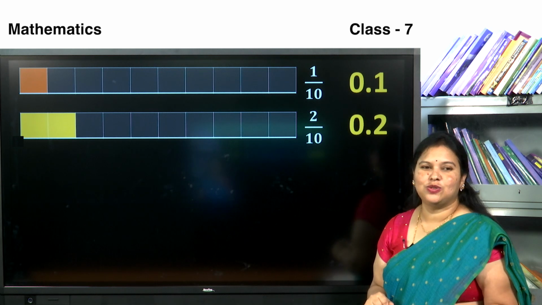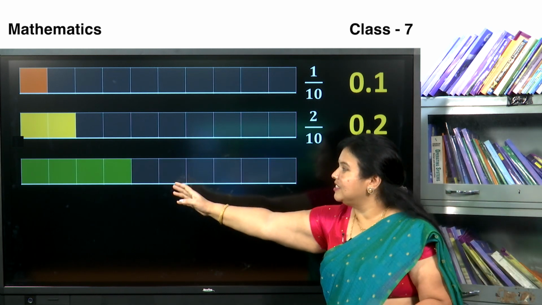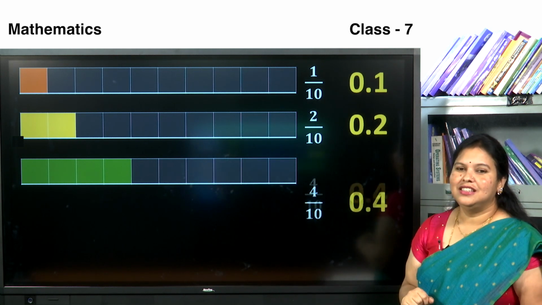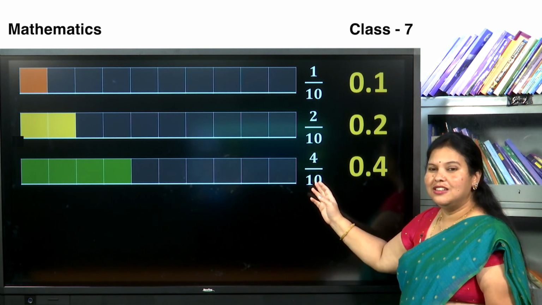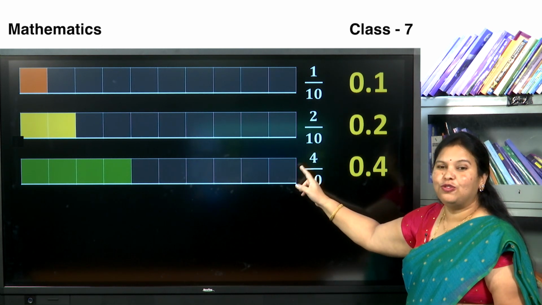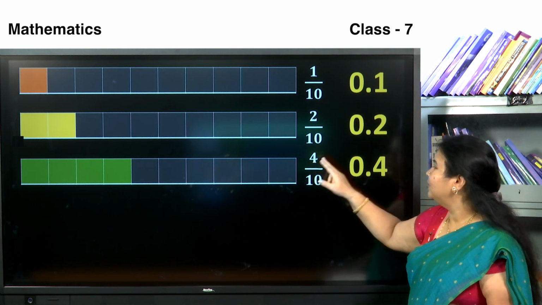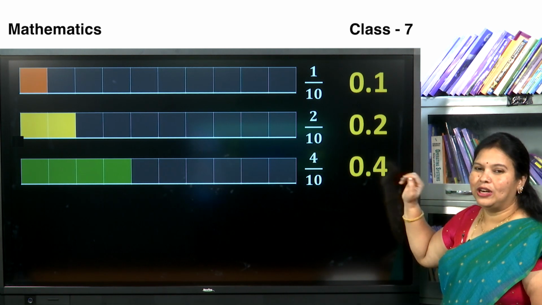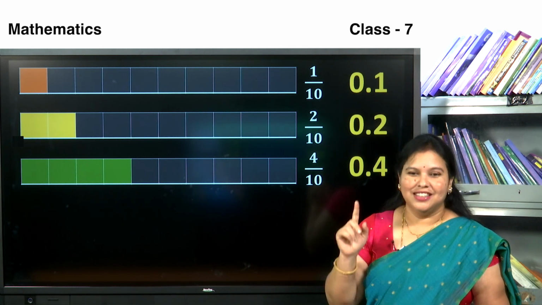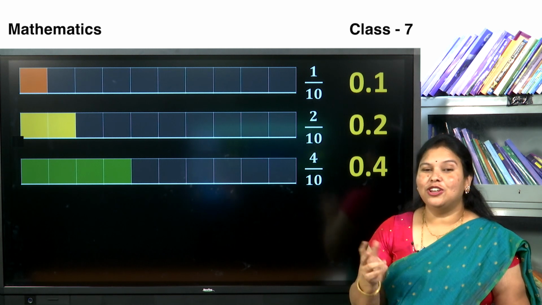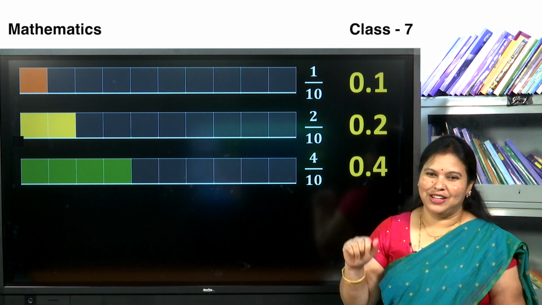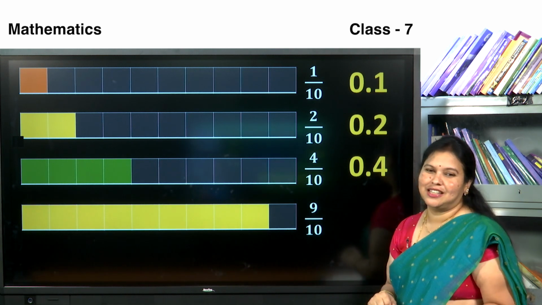We will see the next one. Here 4 boxes are shaded out of 10. So, how to write it in fraction? Yes, it is 4 by 10. So, it can be written as 0.4 because we have 4 in the numerator. So, we have to write it after the decimal point in 10th place. If it is 5, then it could be, yes, 5 by 10. Then what would be the decimal form? Yes, it is 0.5.